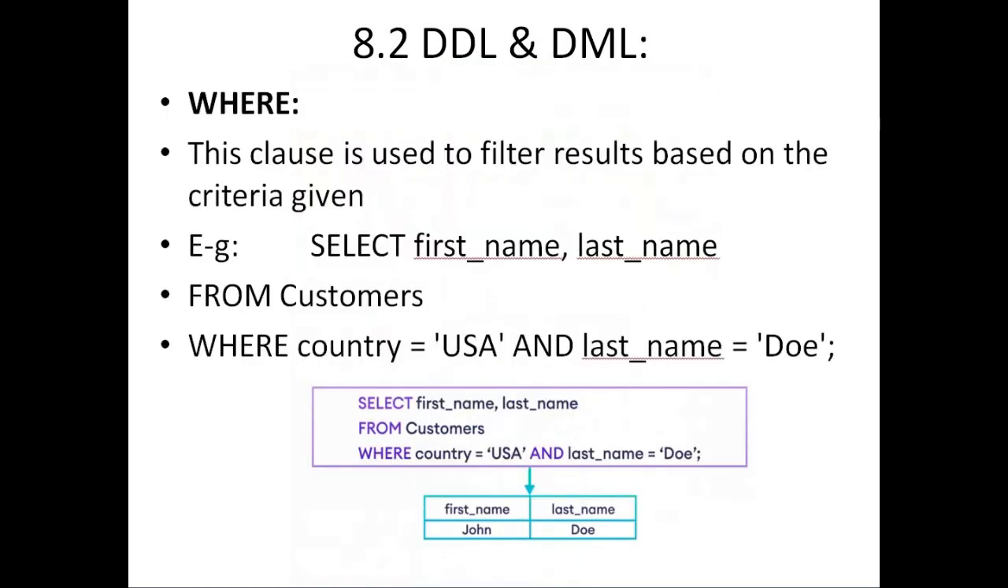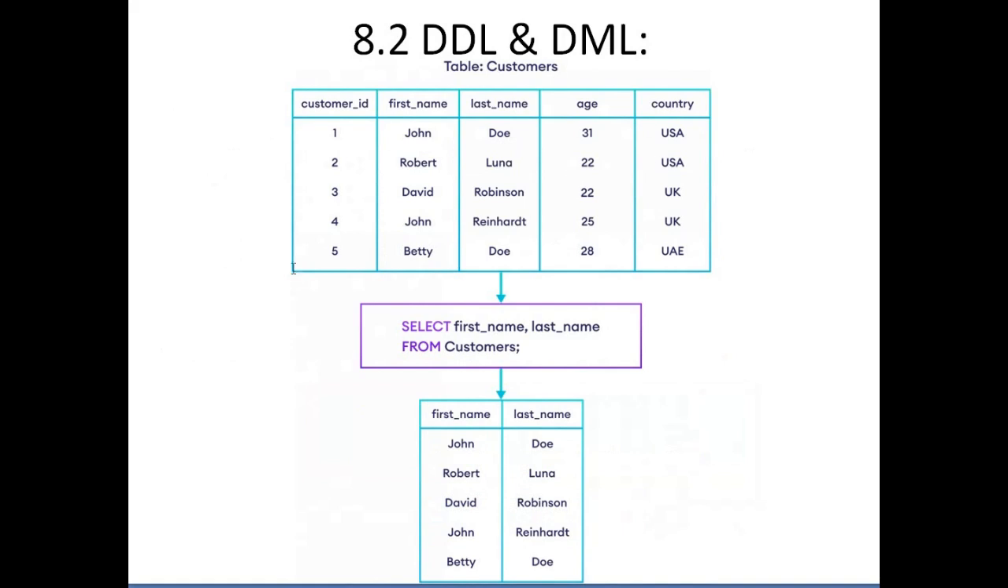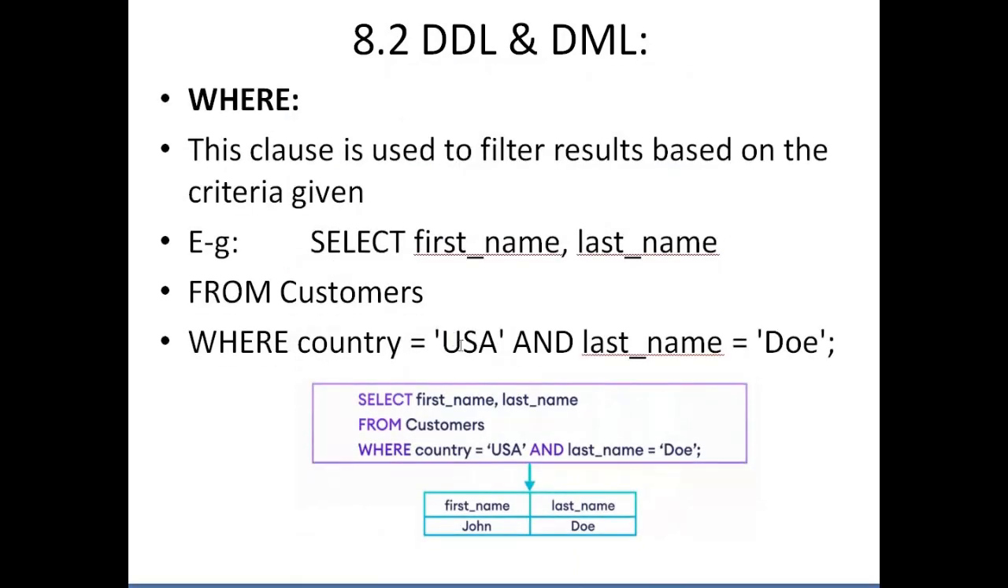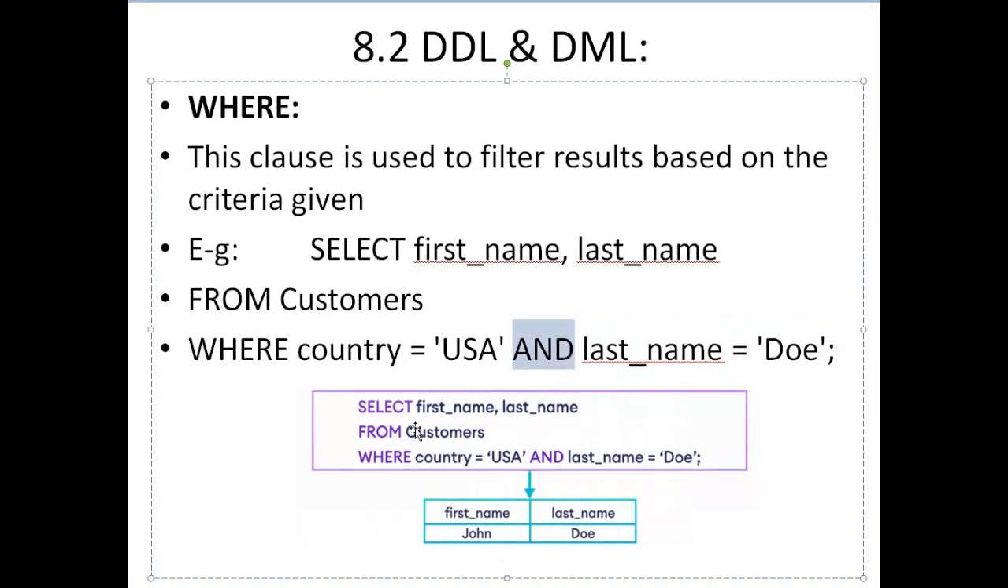The where clause is used to filter the results based on the criteria given. For example, select first name, last name from customers where country is USA and last name equals Doe. So when this query is run, as you can see from the original table, you basically have to make sure that both of these conditions are fulfilled because the boolean operator between them is AND, so both of them should be applied together.